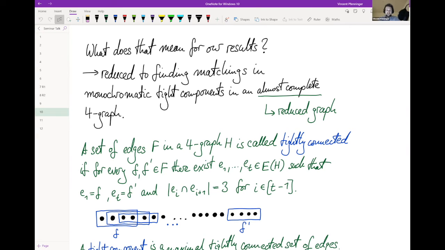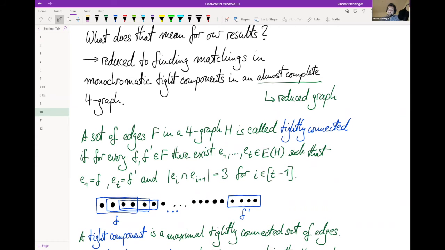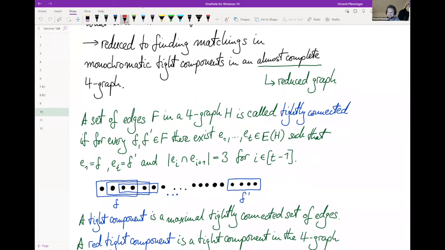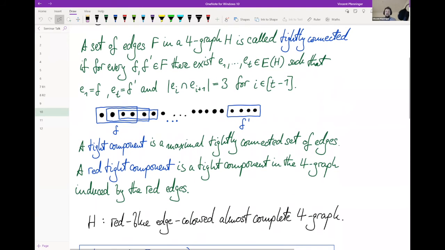So what is a tight component? A set of edges F in a 4-graph H is called tightly connected if for every pair F, F prime in it, there exists a sequence of edges such that the first one is F, the last one is F prime, and consecutive ones share 3 vertices. Okay, and here is a picture of a tight walk from F to F prime. Okay, and then a tight component is just a maximal tightly connected set of edges. And then a red tight component is a tight component in the 4-graph induced only by the red edges.